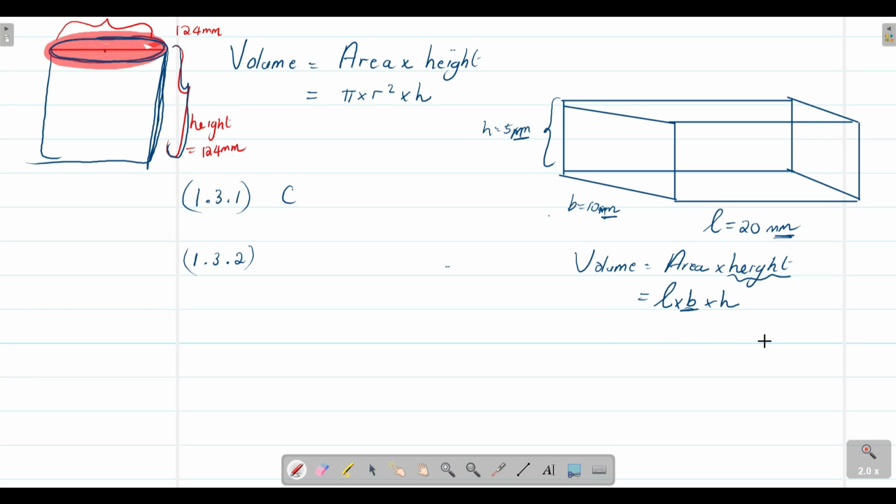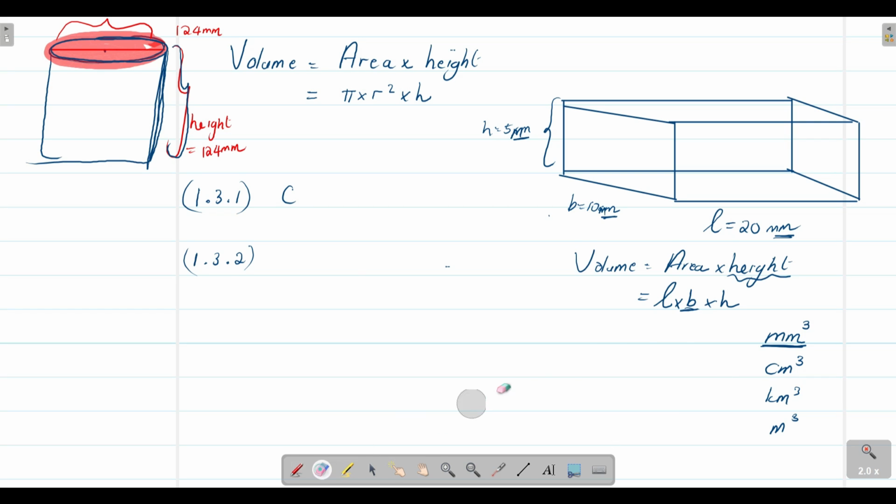Therefore, the units of measurement when you are calculating volume are units cubed. It's millimeters cubed, it's centimeters cubed, it's kilometers cubed. What am I forgetting? It's meters cubed. Those are the units of measurement for volume.